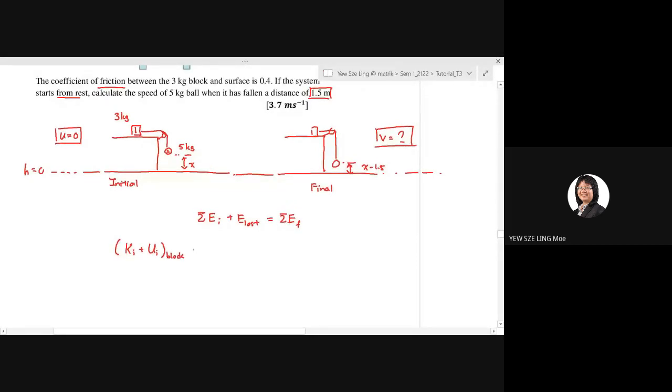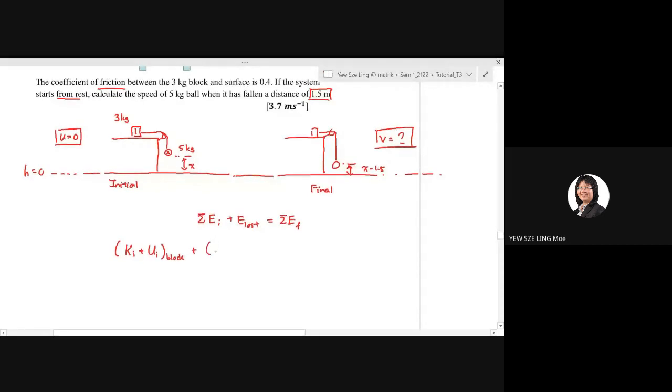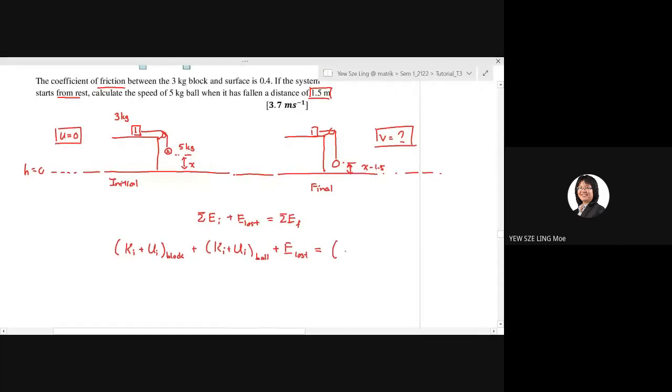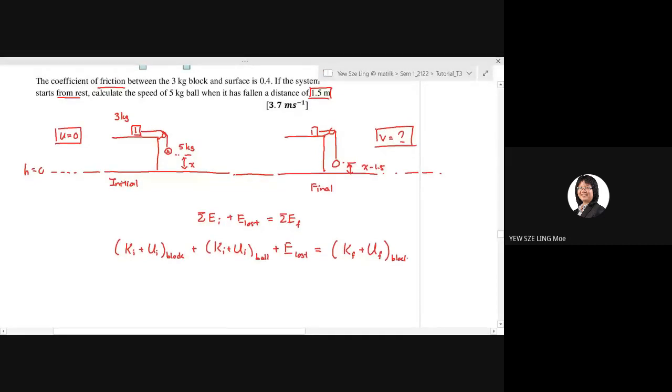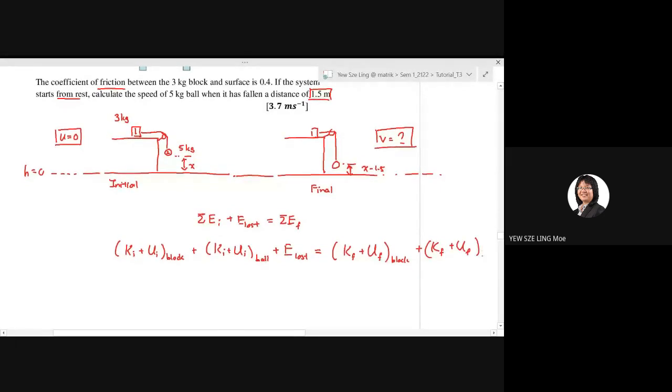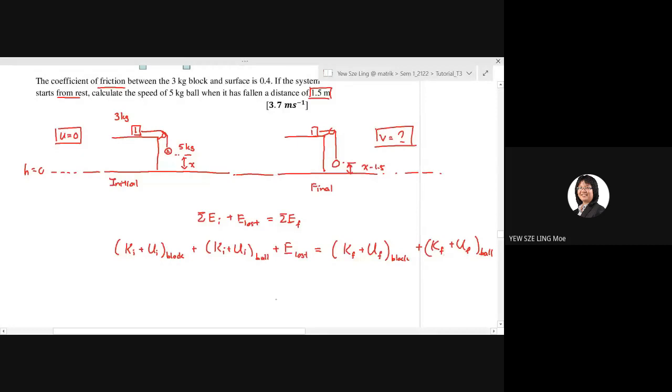Okay, for the block, plus K initial plus U initial for the ball. And then plus energy loss equals K final plus U final, close bracket, for the block, and then plus K final plus U final for the ball. So that is the things that you need to calculate when it involves more than one object.